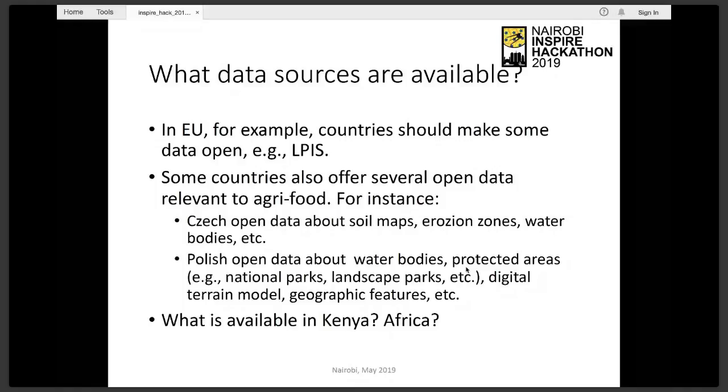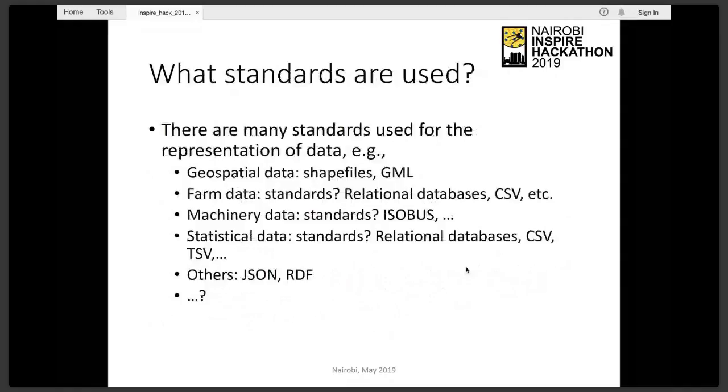What about the standards? There are so many standards used for the representation of data. For example, for geospatial data, you have shapefiles, GML. For farm data, normally this is stored in relational databases or CSV, but is there some standard? Not necessarily, because relational databases don't have their own common schema, for example. Or if they are using solutions from some provider, in many cases they have their own closed solution. The same for machinery data, although, for example, ISOBUS is one of the standards. We have statistical data and others like JSON and RDF.